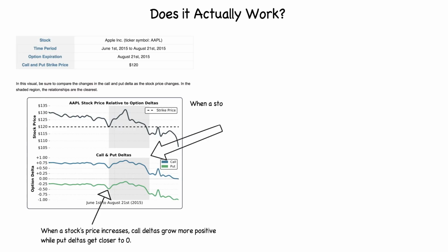Now, as we can see here, in the second part of the shaded region, Apple's stock price collapses from that price of around $133, and at the end of the shaded region, the stock price is at $115. As the stock price collapsed, the 120 call's delta crashed from being above 0.75 to being at 0.25 at the end of the shaded region. And as we can see, the put option's delta went from being close to 0 to negative 0.75 with the decrease in the stock price.